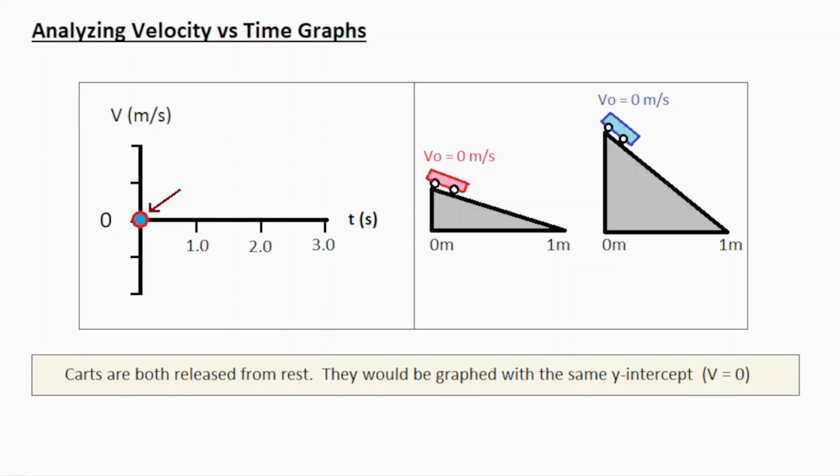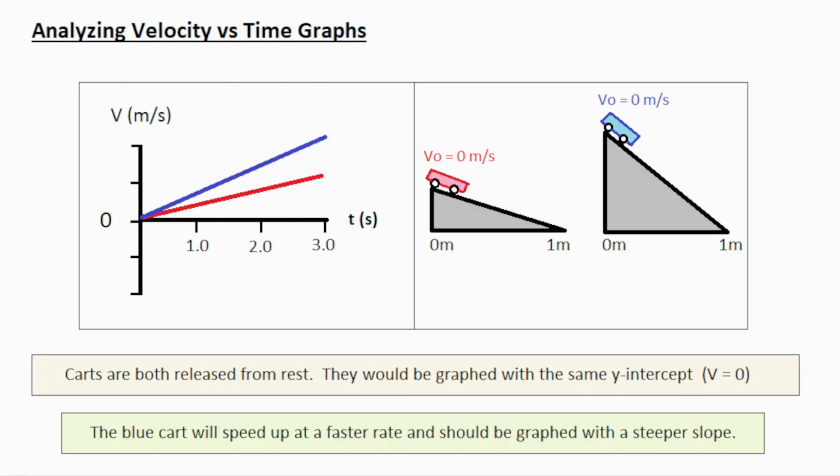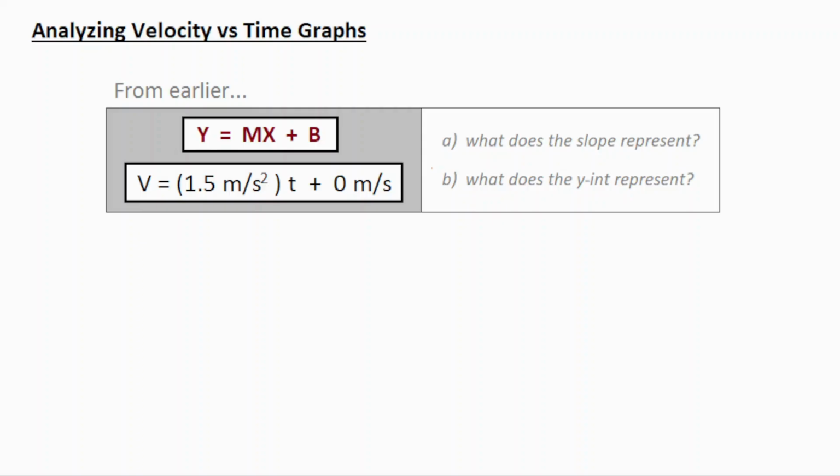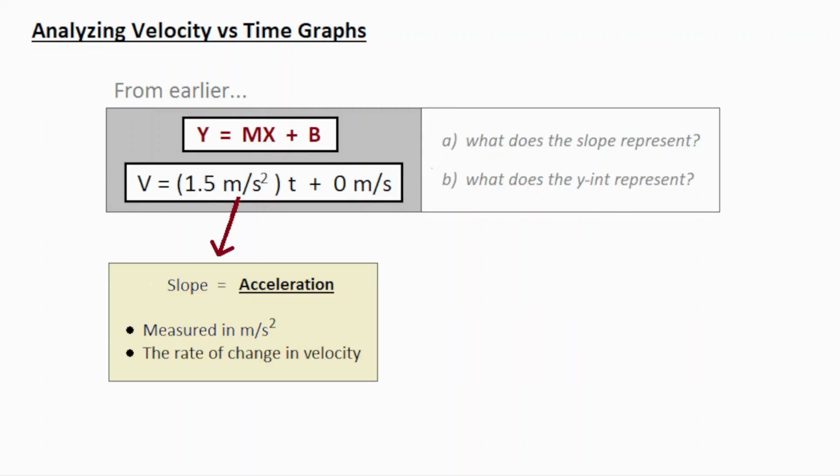But from that point forward, since the blue cart is on a steeper ramp, it should increase its velocity at a faster rate than the red cart, so the slope for the blue cart is greater than the slope for the red cart. Back to the mathematical model from earlier, I think I can now conclude that the slope is equal to the acceleration.